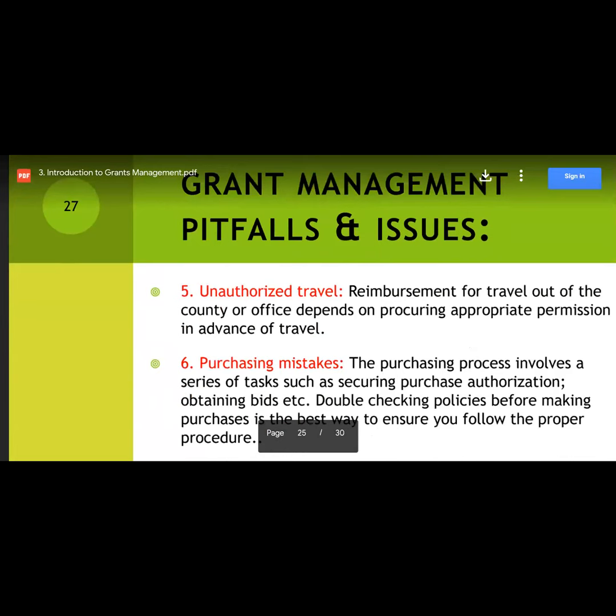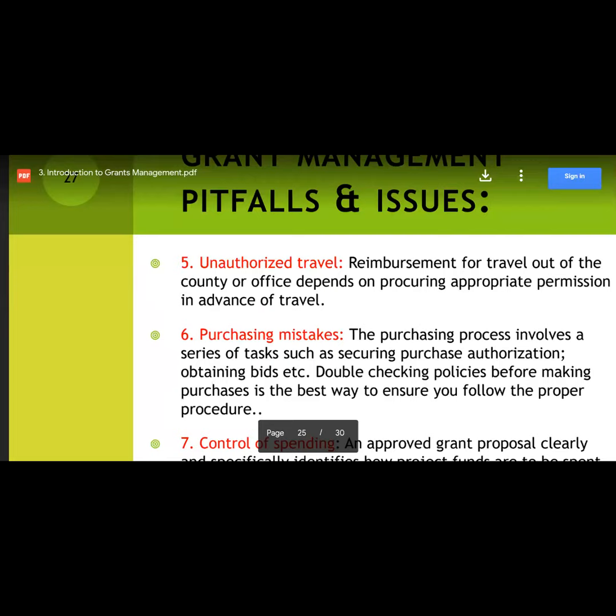Now, the other thing is the issue of unauthorized travel, and this happens a lot in certain organizations, where reimbursement for travel out of the country or office should always be dependent on appropriate permission for travel in advance. So it's important to ensure that if somebody makes an unauthorized travel that was not permitted, then this should not be catered for in the grant funding. It's always good to make sure that there is control of expenditure when it comes to travel expenses.